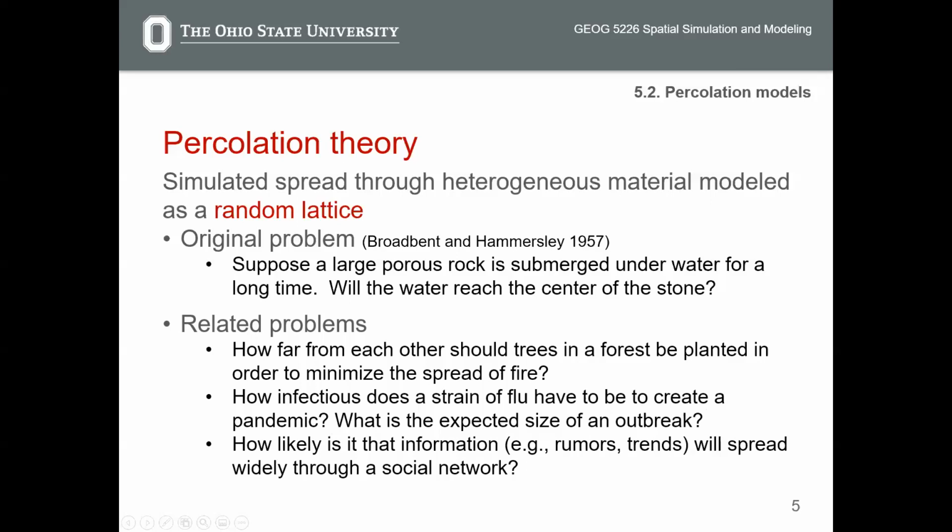This is a very popular topic today, given the severe spreading of COVID-19, right? And how likely is it that information, for example, gossips, rumors, a viral video, will spread widely through a social network? Okay, which means that if you want to be a net popular star, an internet star, you have to know how to spread your information.